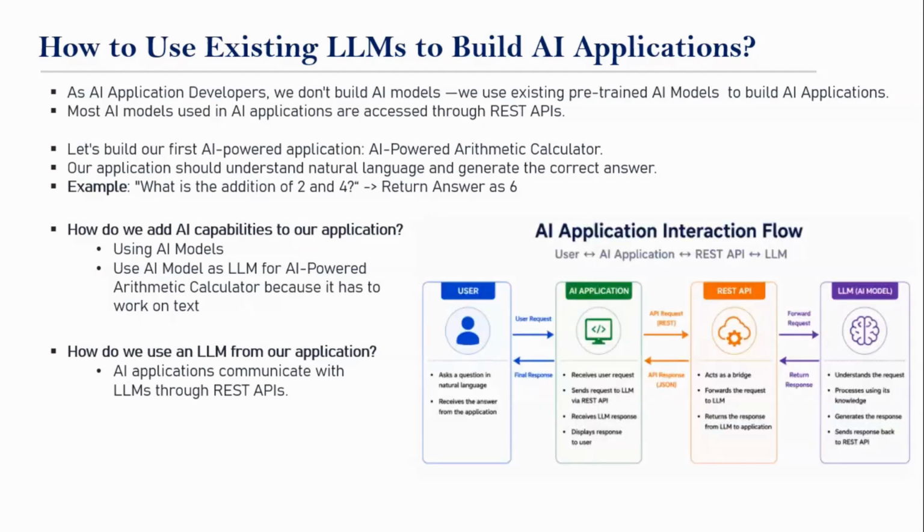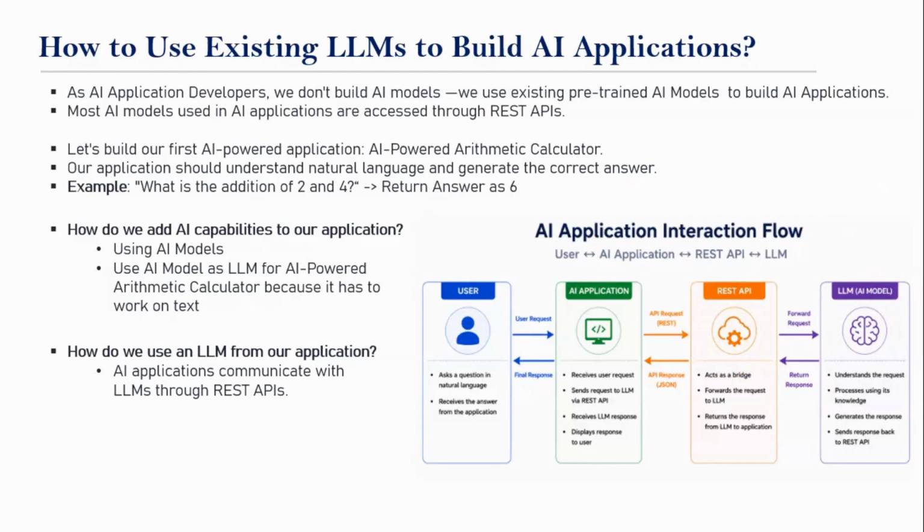See this diagram. We are designing, let's say, an AI application. Once you design the AI application, generally the user interacts with this. Whatever the user request is coming to the AI application, that request is processed by the LLM and the response will get back to the user. Here the AI application is using the LLM with the help of REST APIs. That's it.